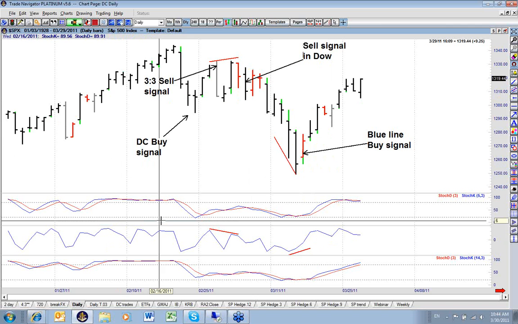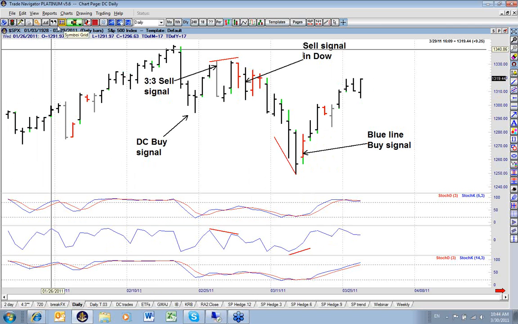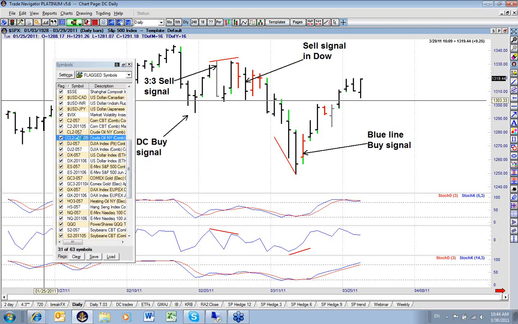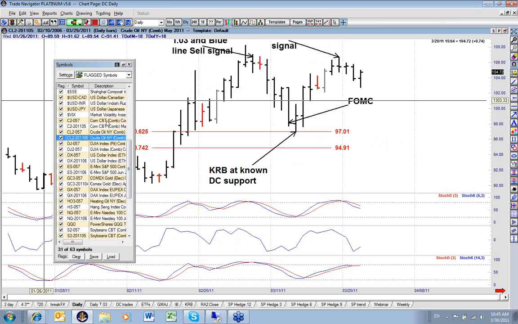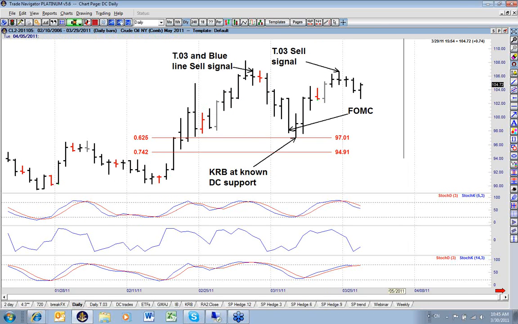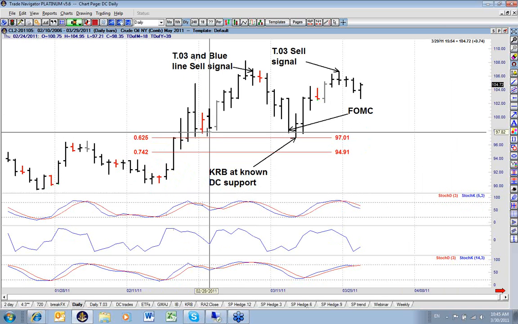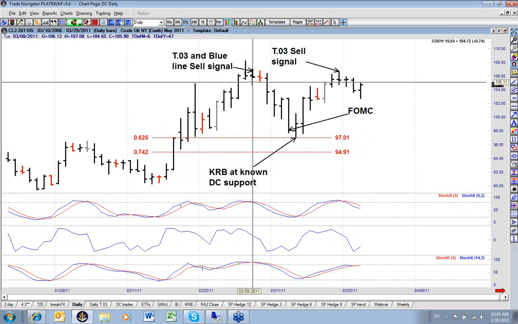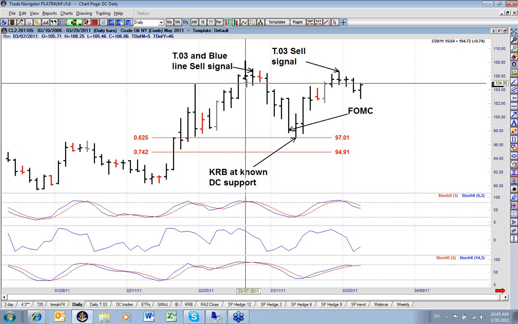Let's have a look at another chart now. I wanted to show you the oil chart. Okay, this is the chart for oil. Exactly the same thing. We were in this run-up up here. We got a TO3 and a blue line sell signal on this day, March the 8th. That means we sold the low of the bar of the 7th, minus 2 ticks.